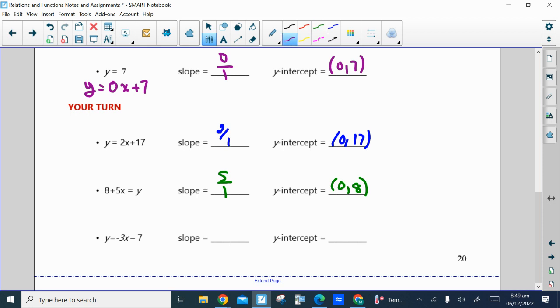Okay, the last one, again, is in slope-intercept form. You have y by itself on one side. On the other side, there are two terms. The number in front of x tells you the slope. It's negative 3, or negative 3 over 1. And the constant is negative 7. That's our y-intercept. And the y-intercept is on the y-axis. It's where x equals 0. So the point 0, comma negative 7 is the y-intercept.